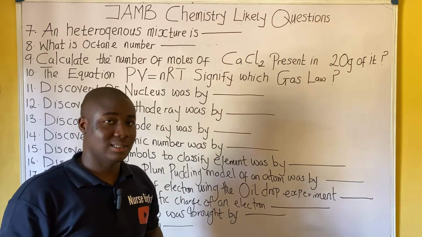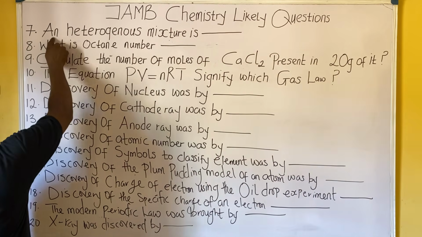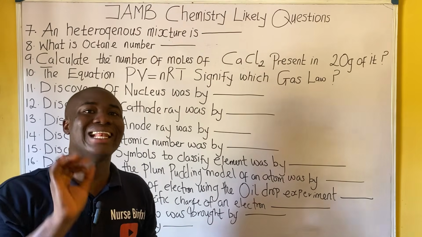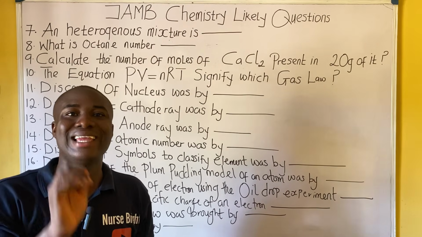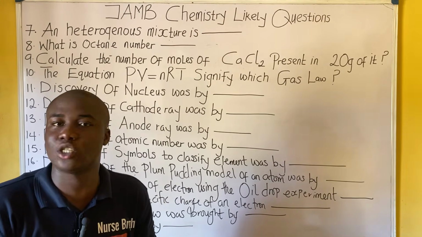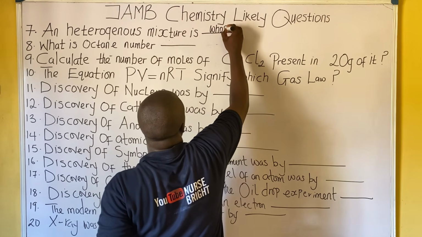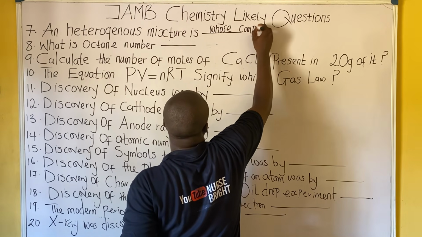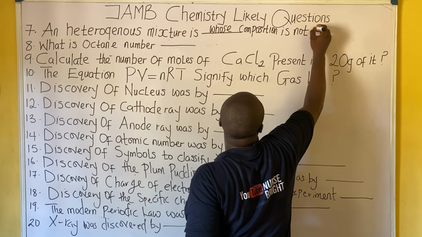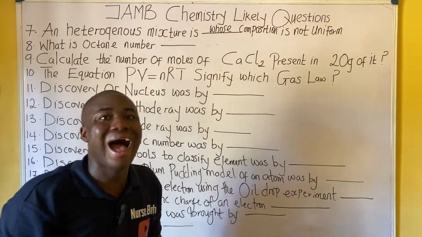Okay guys, let's get into the next practice question. It says, what is a heterogeneous mixture? Very simple. A heterogeneous mixture is a mixture whose composition is not uniform. So it means that in a heterogeneous mixture, what makes up the mixture is not uniform.